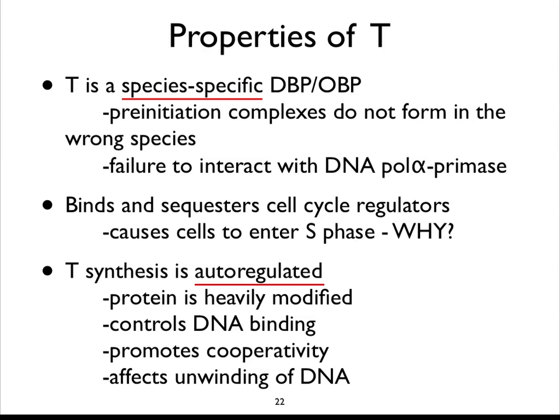T antigen is species specific. So if you take a virus from a monkey and you put that virus genome into a mouse, it won't replicate. And it won't replicate because that T antigen, which is of primate origin, does not recognize the mouse DNA polymerase. So it doesn't form pre-initiation complexes. So it's a failure to interact with this polymerase alpha primase, which is involved in forming the Okazaki fragments, the RNA that's responsible for initiating DNA replication.